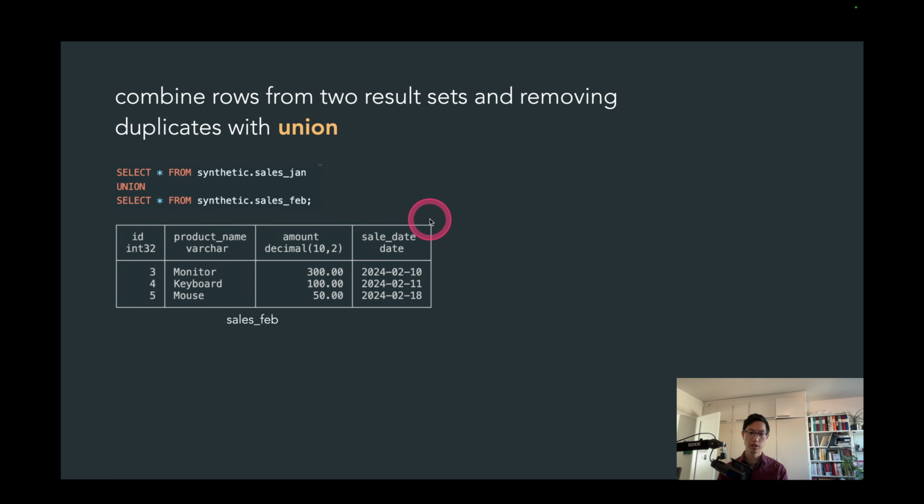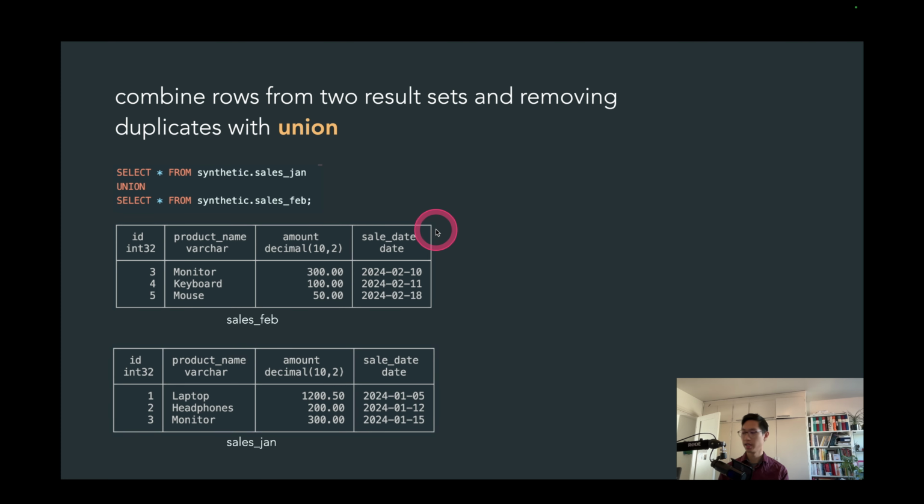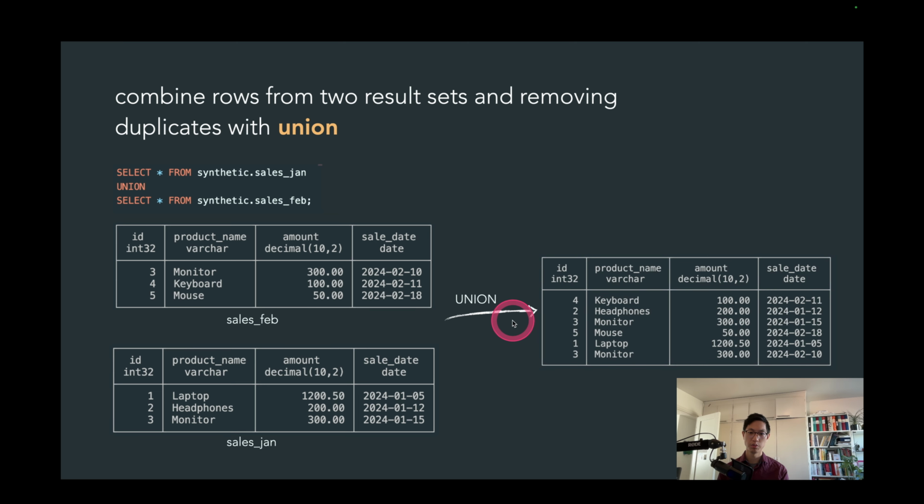So we can look at the data here. Here is sales Feb and here's sales Jan. Yes, I should probably have ordered them differently, but it's too late now. What you can see is that they have the same number of columns. We can also see that the data types correspond. So it means that we can do this union operation. Remember that we remove the duplicates in the union, right?